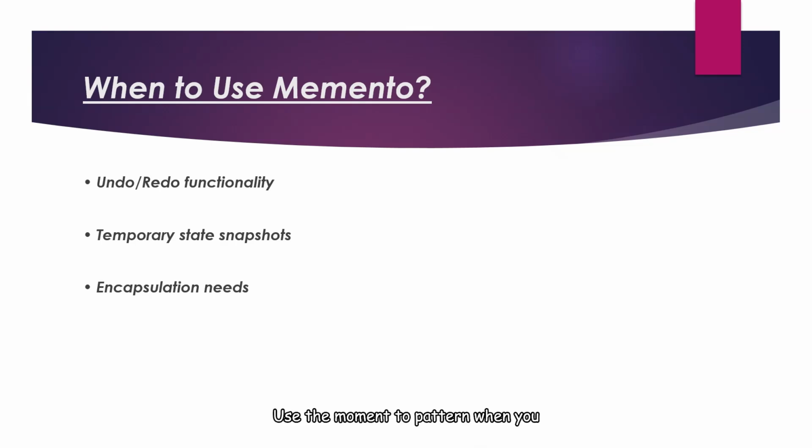Use the Memento pattern when you need undo or redo features, you want to checkpoint an object's state, or you want to implement state recovery after failures without breaking encapsulation. It's highly useful for text editors, gaming systems, and even financial applications where rolling back transactions safely is critical.